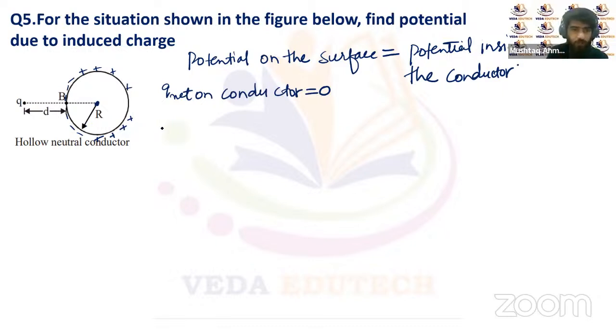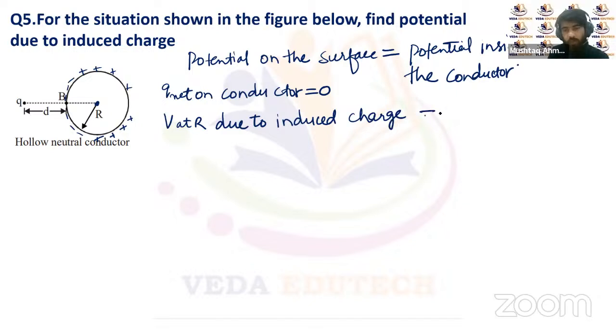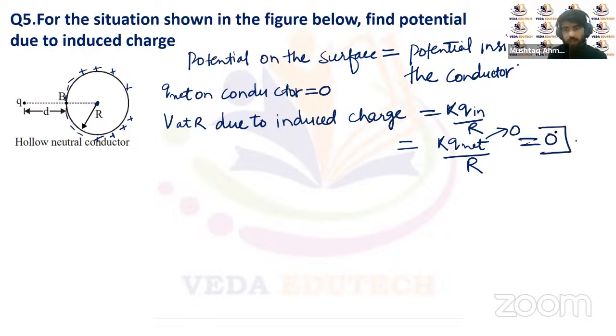Or we can say here the potential V at R due to induced charge will be equal to KQ net induced upon R, right? So the net induced charge on the surface of this conductor is actually 0. So the potential because of this induced charge at the center has to be equal to 0, right?